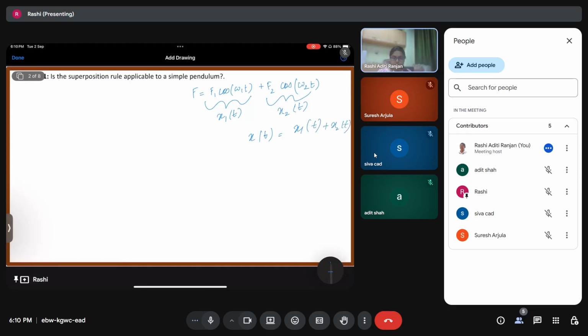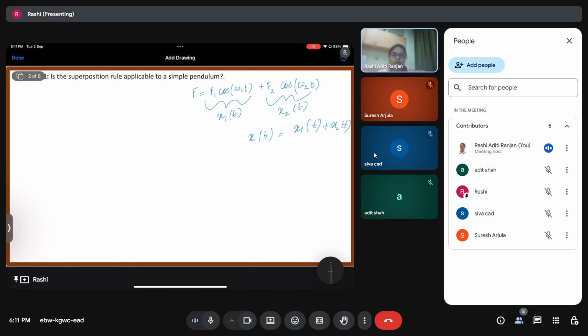But this is applicable only if our system is linear. Okay, only if our system is linear. But why is it so? Why are we applying this only when we are discussing a linear system? How do we deal with the nonlinear system?